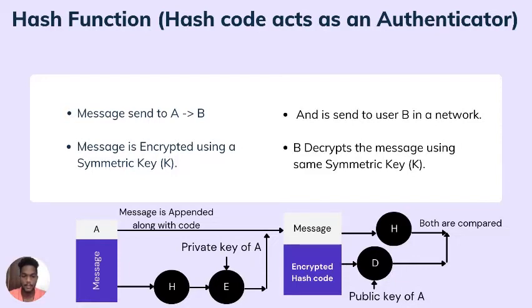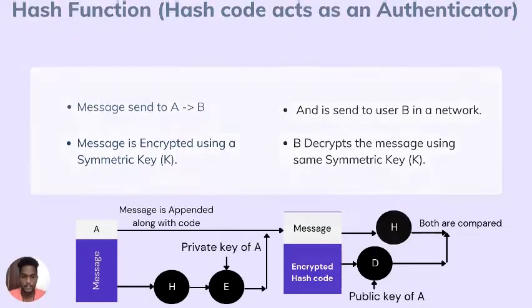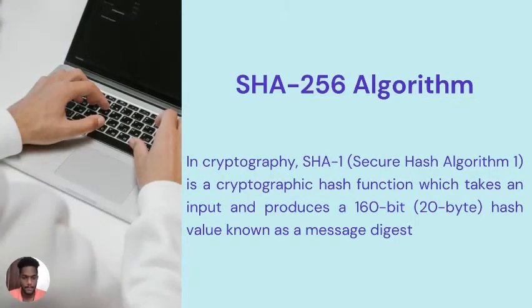Message A is appended along with a code, the same as the message authentication code. Here we will be using hash function H, and we will encrypt the hash code using the private key of A, and we will append both the message and the encrypted hash code. Then user B will again use the hash function on the message and produce a hash code. So he will compare the decrypted hash code and the output hash code. If both are equal, he will be able to access the message.